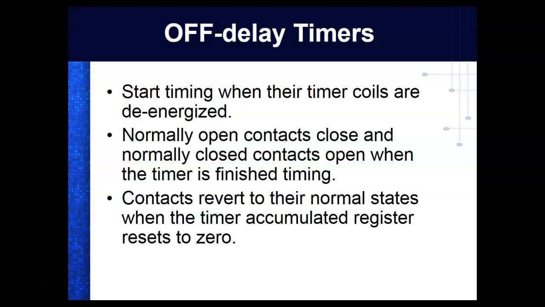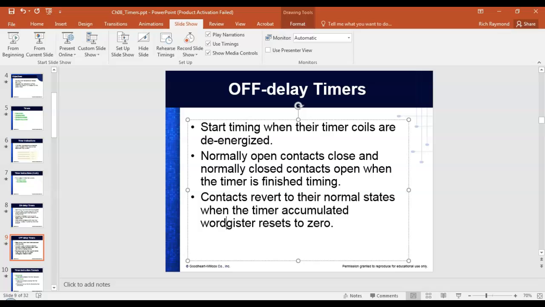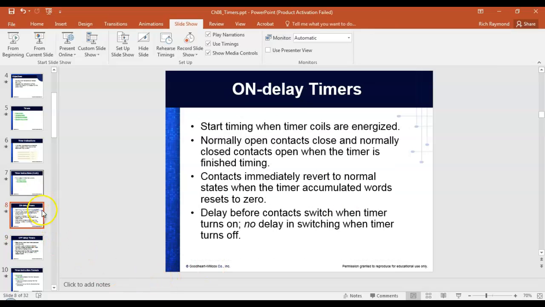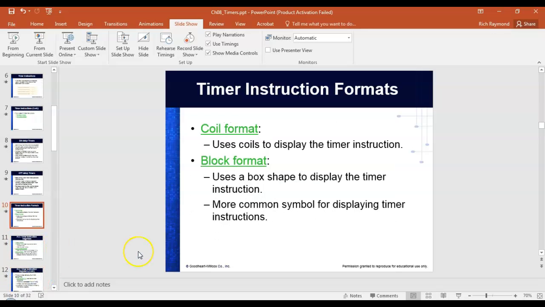Off delay timer: starts timing when the timer coil is de-energized. Normally open contacts close, and normally closed contacts open when the timer is finished timing. The contacts revert to their normal state when the timer accumulator register, or word, equals 0. So there are actually 3 words for every timer that we create.